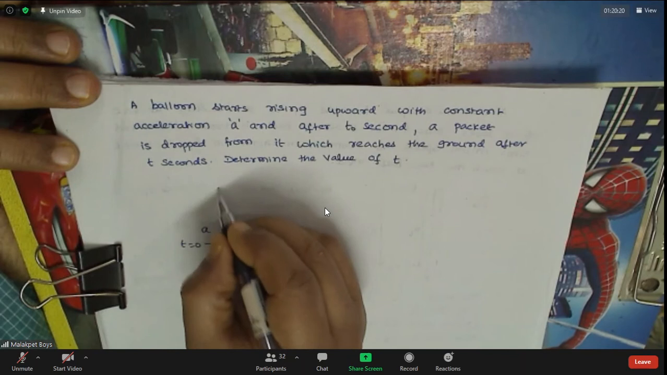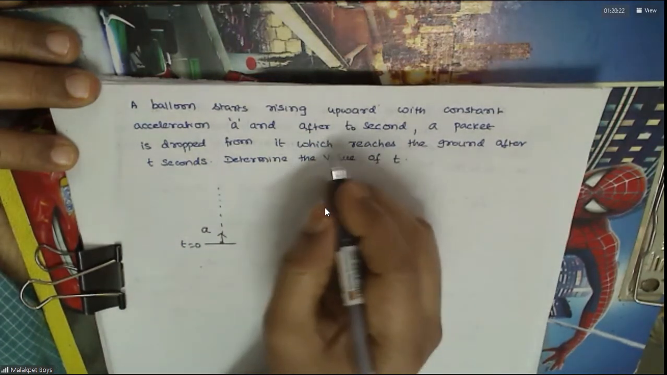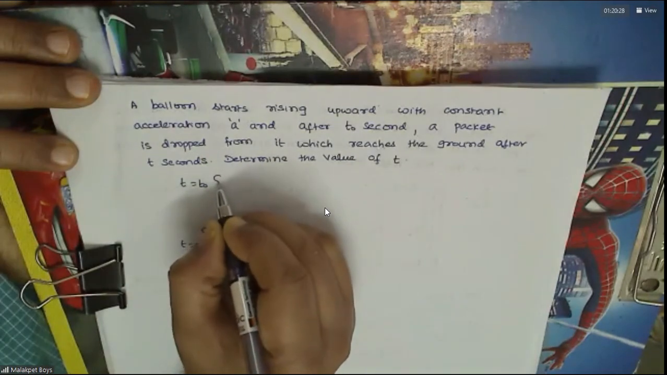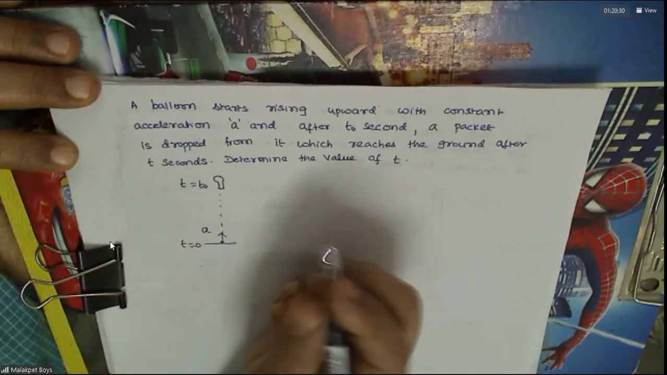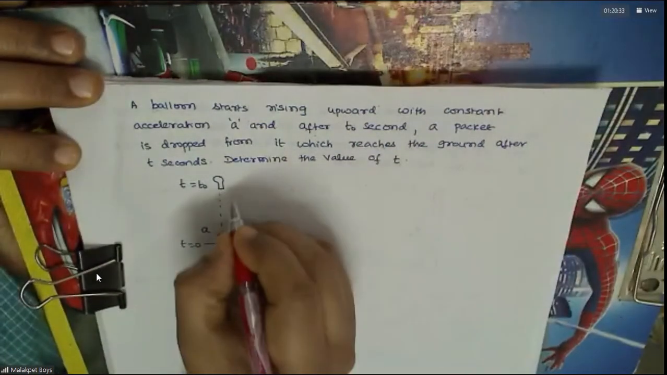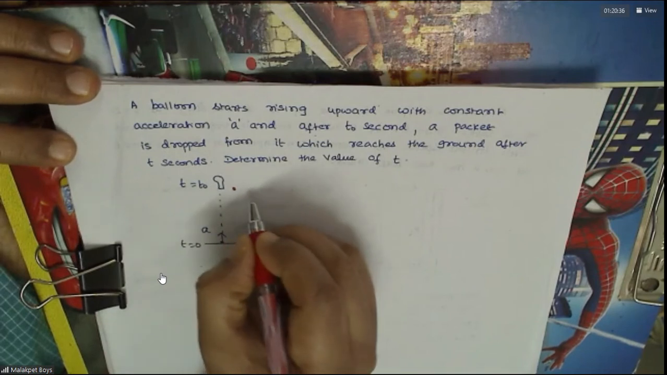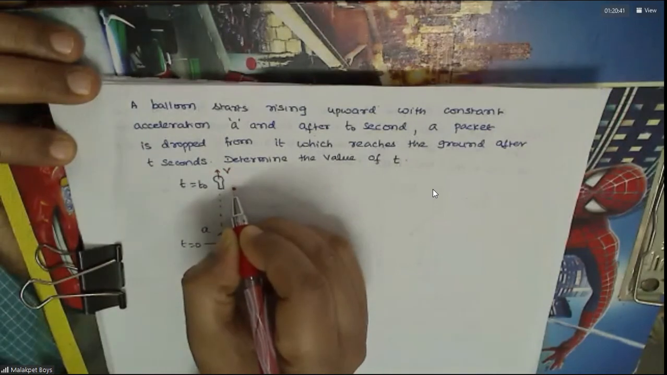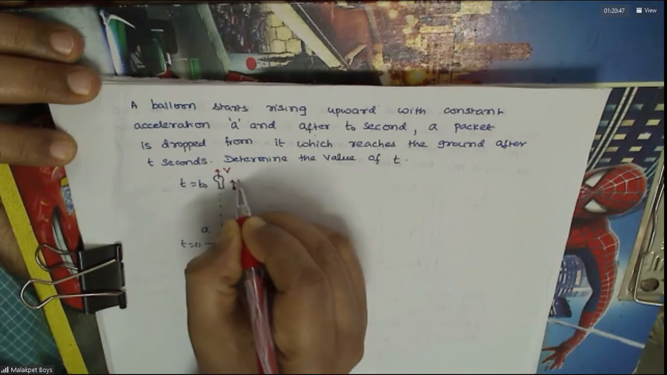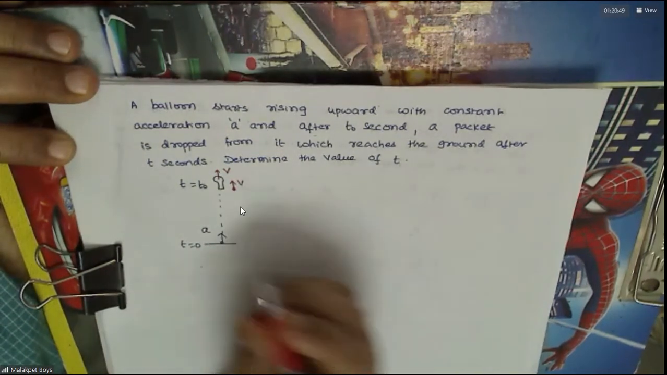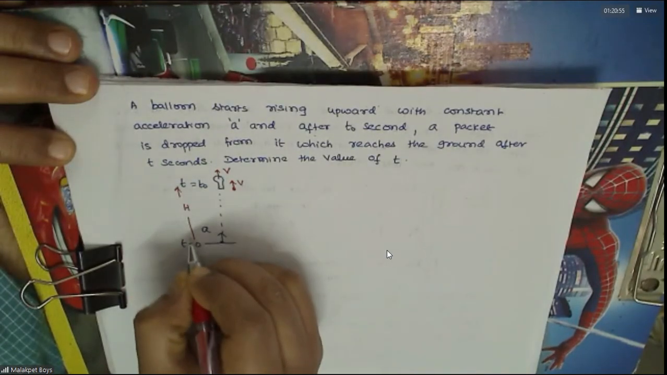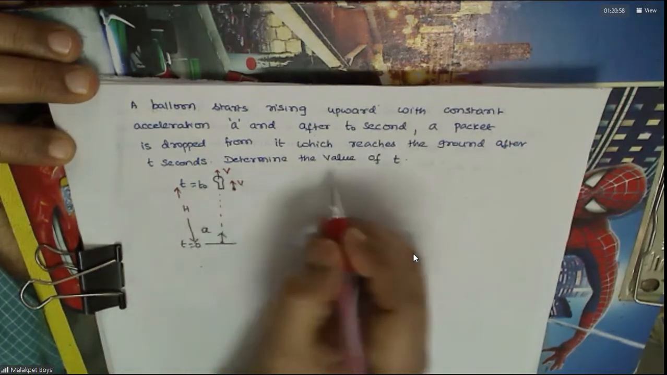It goes on rising. It says after t naught seconds, the balloon is here. Okay, now a particle is dropped. Now you can see that, suppose the velocity is v here. What is the velocity of the particle here when it is dropped? V. Right. Any detached body will have the same thing. Now suppose this is h.